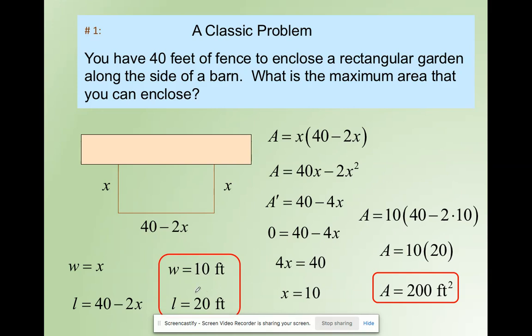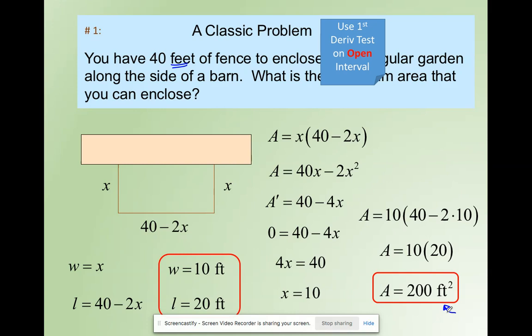Sometimes the problem asks you for the dimensions, which is why I put a box around this. This one didn't. It just asked me for the area. But if they give you units, you give them units back. And it's area, so it is square feet. Congratulations, you just did your first optimization problem. Woohoo!